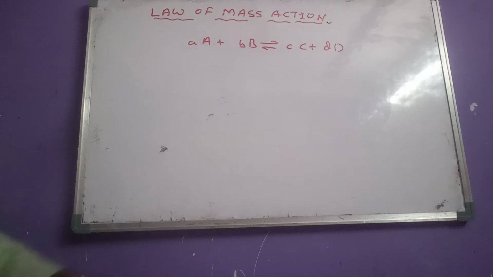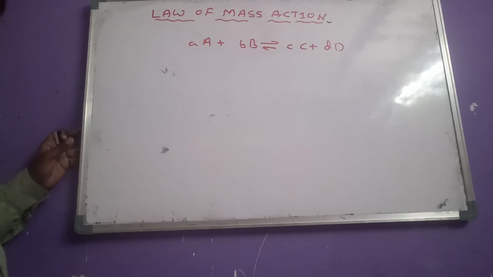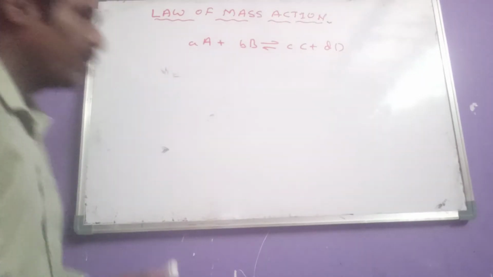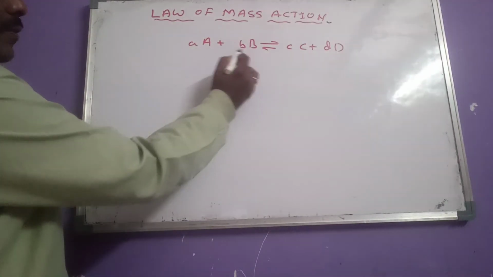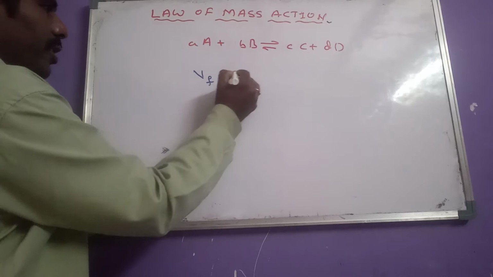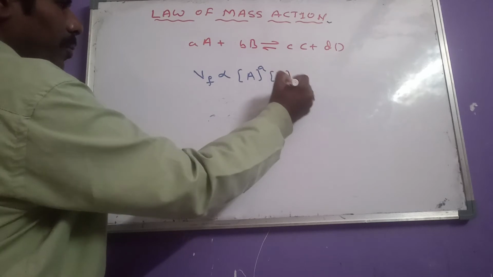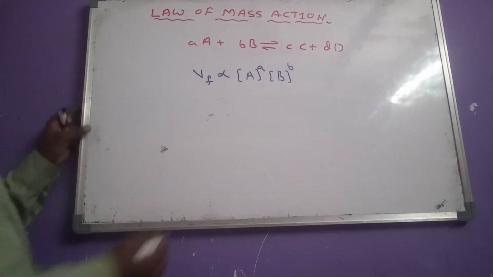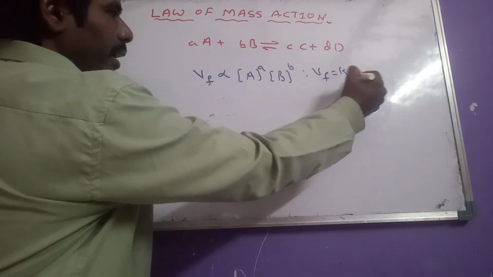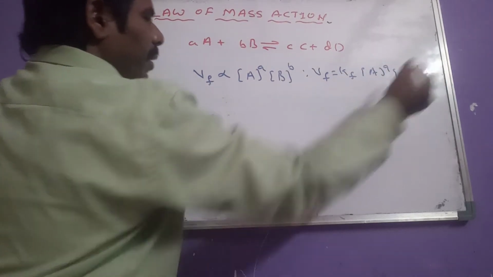As per the law of mass action, the velocity of the forward reaction is directly proportional to the product of the active masses of A and B. So the velocity of the forward reaction is proportional to [A]^a into [B]^b. Removing the proportionality, we get a constant Kf. So Vf equals Kf [A]^a [B]^b.